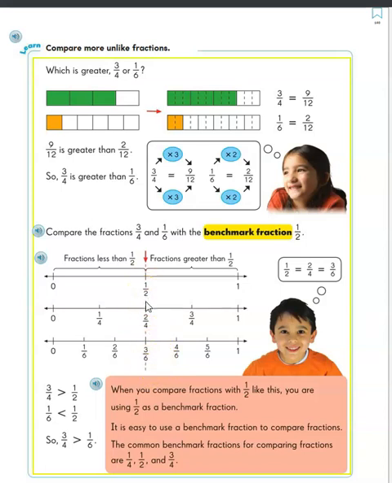So we can clearly see that 3/4 is larger than, remember that alligator wants to eat the bigger one, 3/4 is greater than 1/2. And we can also see from this number line that 1/6 is much smaller, right, than 3/4, and it's also less than 1/2.